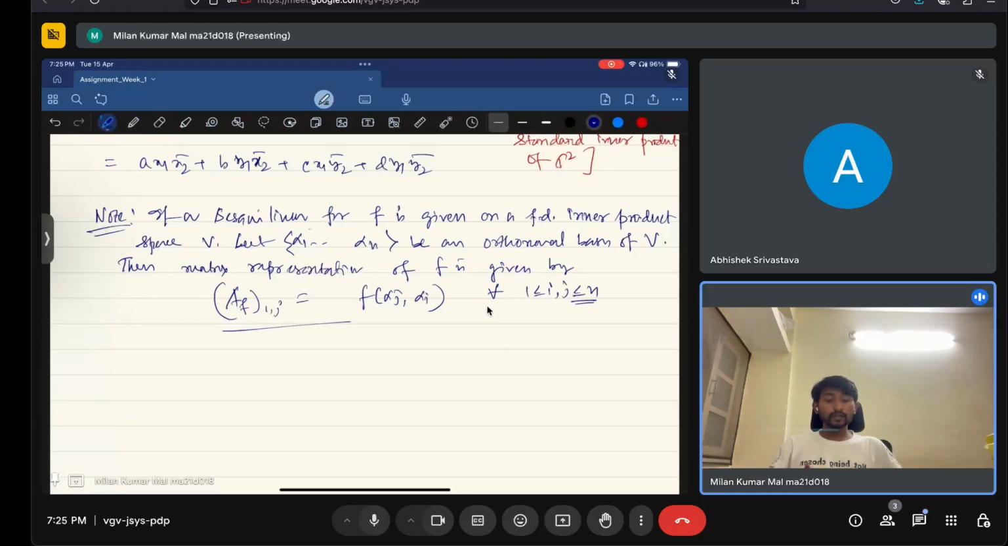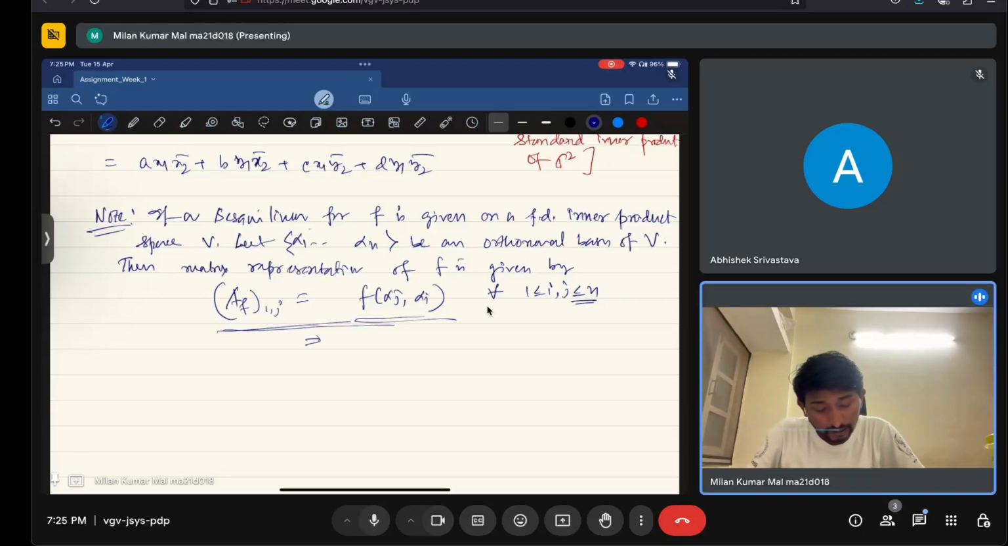So if we take this as a matrix, suppose we are given a sesquilinear form f on a finite dimensional inner product space V, then in that situation we can get a matrix A_f whose ij entry is given this way, because f is known now. So in that situation this will be a matrix.